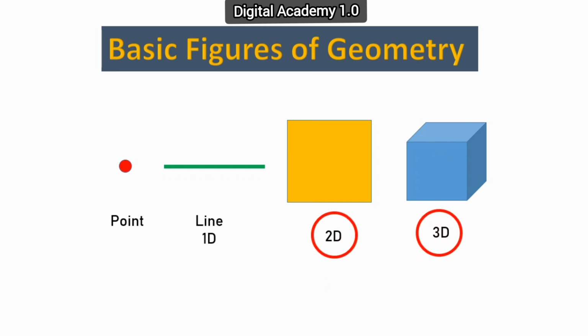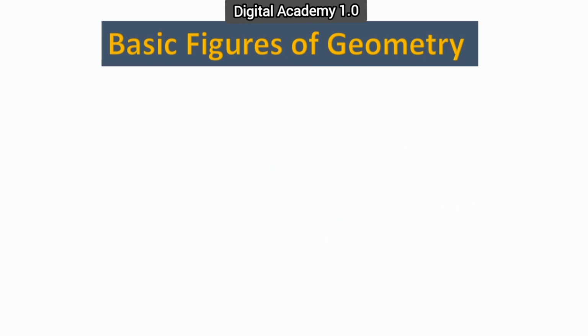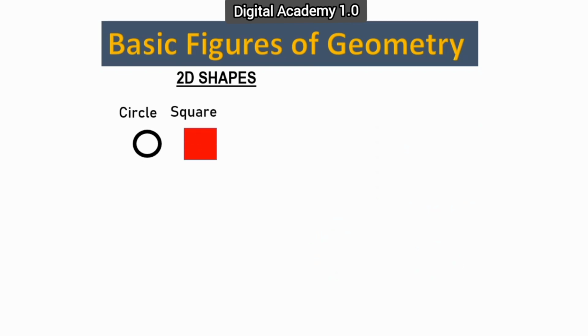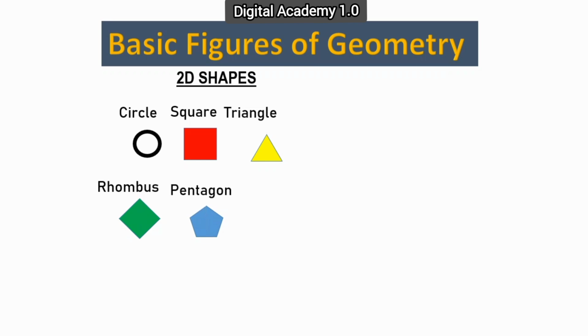Few examples of 2D shapes are circle. It consists of 360 degrees, having no corner or vertices. Square. Having 4 equal sides and angles, each angle is 90 degrees. Triangle. Having 3 sides, each angle consists of 60 degrees. Rhombus. A quadrilateral with all sides of equal length. Pentagon. A polygon having 5 sides and 5 vertices. Hexagon. A polygon having 6 sides and 6 vertices.